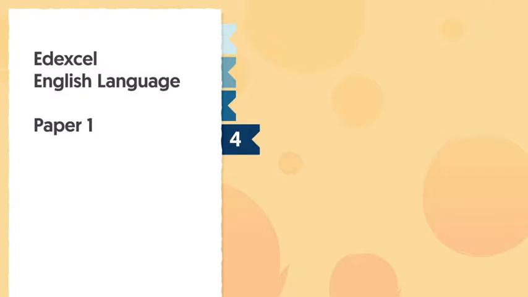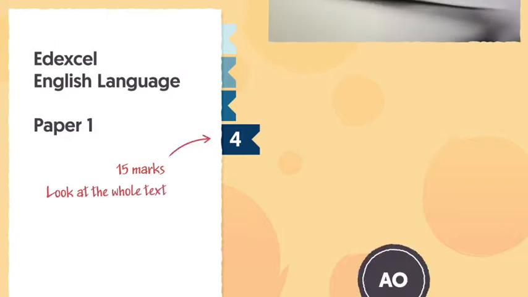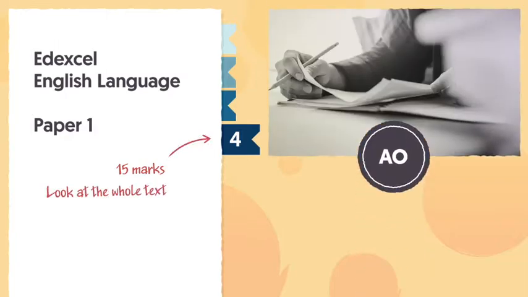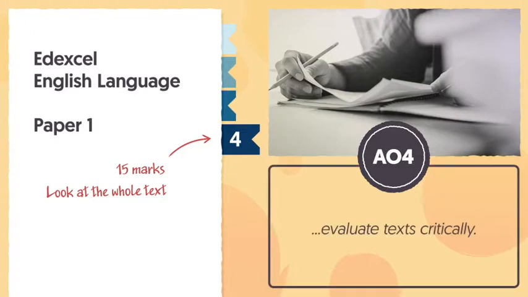Okay, in this video, we're going to talk through question 4 on paper 1 for Edexcel English Language. This question is worth 15 marks and asks you to look at the whole text. Remember, it's a really good idea to revise which assessment objective each question examines before the exam, so you know how best to answer. Paper 1 question 4 assesses AO4, which is your ability to evaluate texts critically.